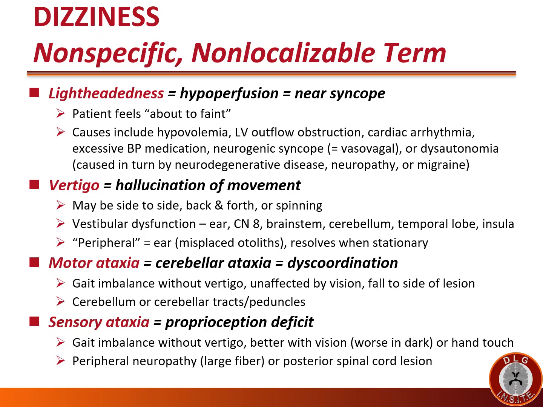Vertigo does not mean spinning. Vertigo means hallucination of movement, and while spinning may be the ultimate form of that, it can also be a side-to-side movement, a back and forth movement, rocking. Any hallucination of movement is vertigo. Vertigo is always neurologic, always. And it can be due to vestibular dysfunction, okay? But that is not only in the ear. It can be due to cranial nerve 8 or brainstem. It can be cerebellum, it can be temporal lobe, it can be the insula, it can be a lot of other places.